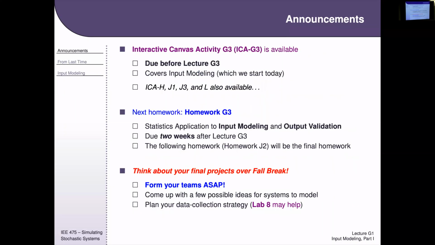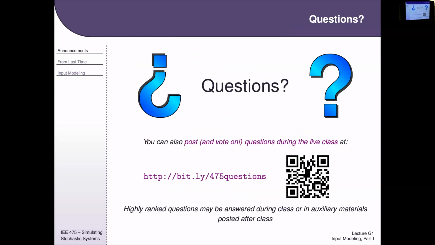Otherwise, there's an ICA that's available for this unit. There's also this homework. I haven't quite updated it yet, so very soon I'll release it. I just need to update the numbers from the last iteration. And this, I think, is an old bullet, because this used to be before fall break, but we made that change. So forget about thinking about your final projects over fall break, but do form your teams ASAP. Any questions about admin stuff? I'm also going to see if there are a couple of questions online.